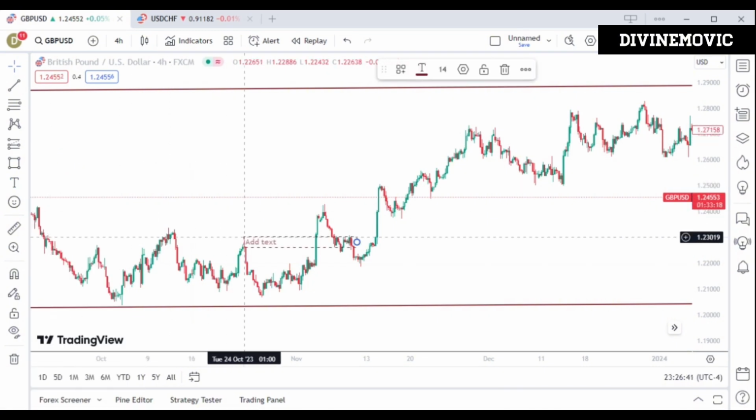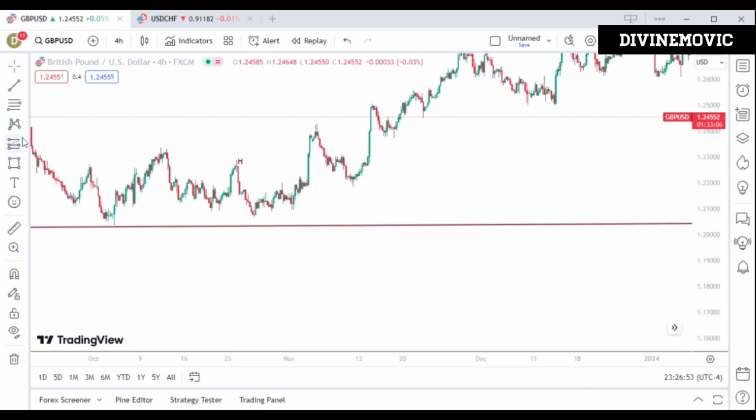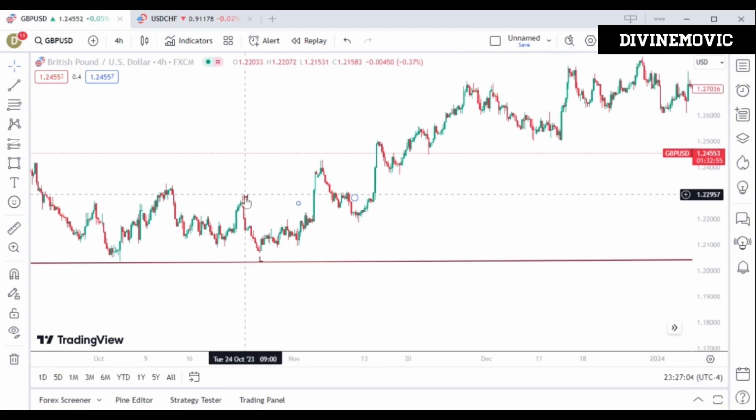Now, this is a swing high here. I'm going to put it here. This is the high, and this is the low. So first of all, we've identified the swing high, which is here, and we've identified the swing low, which is here.